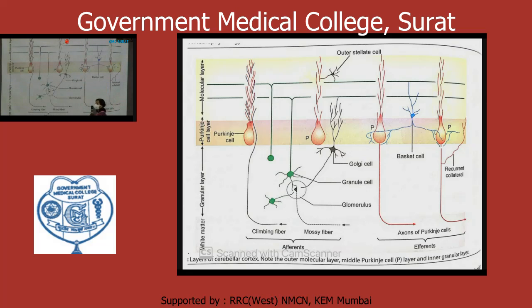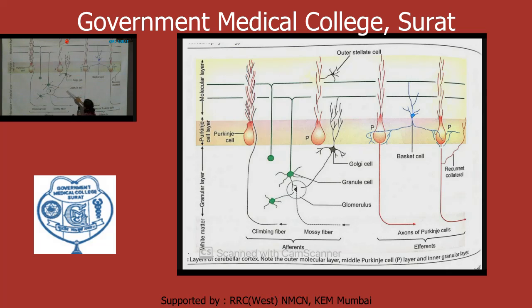Now, these and the Purkinje cells: when the granule cells receive the impulse via mossy fibers, they excite Golgi cells, basket cells, and the stellate cells, as well as the Purkinje cells.